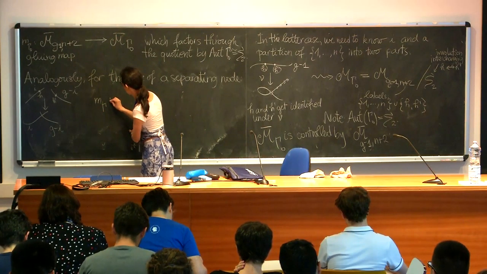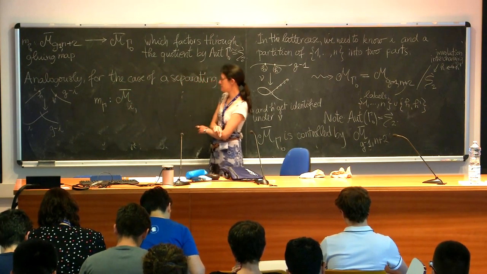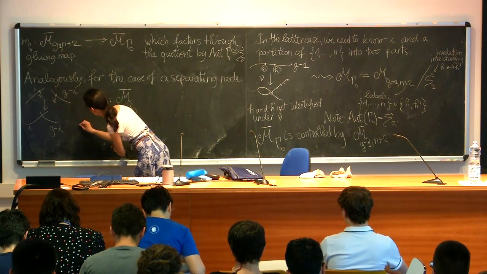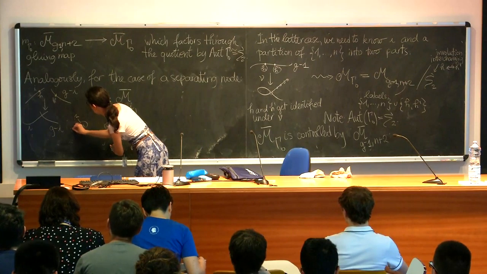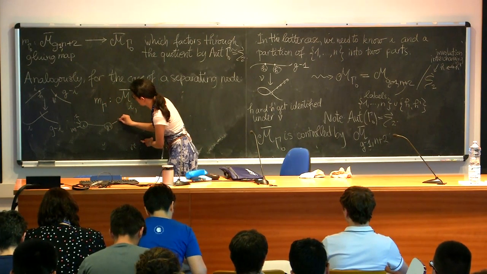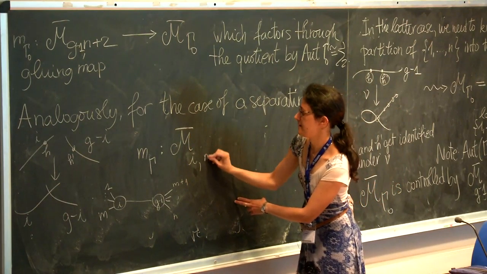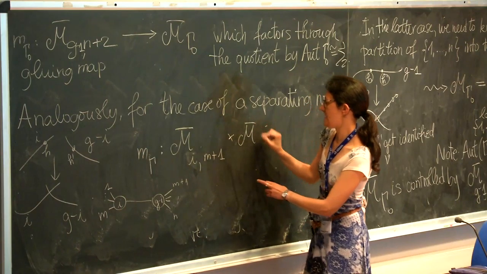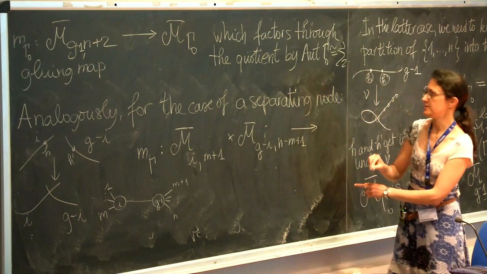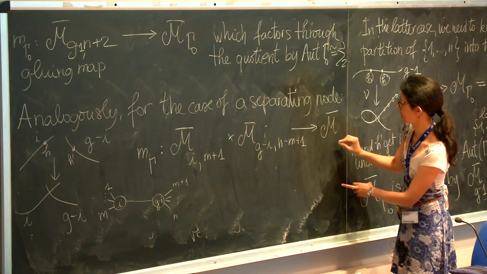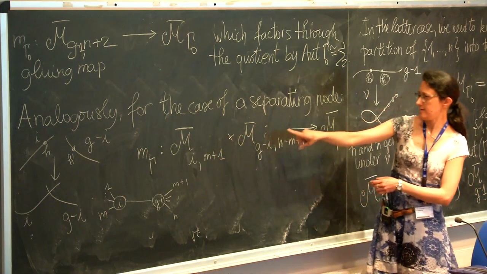So if we denote the graph we have by gamma, the two ingredients we need are a stable curve of genus i. So let's take a simplified situation in which we have the leaves from 1 to m on one component, and the leaves from m plus 1 to n on the other one. So we have M bar i, m plus 1 times M bar g minus i, n minus m plus 1. And this is going to our stratum, to its closure, and if we restrict this to the open part here and there, we get the open part.